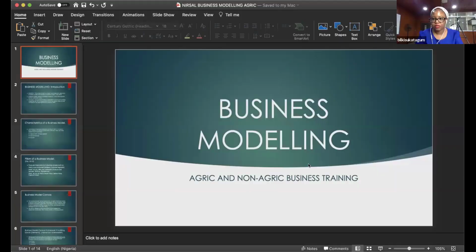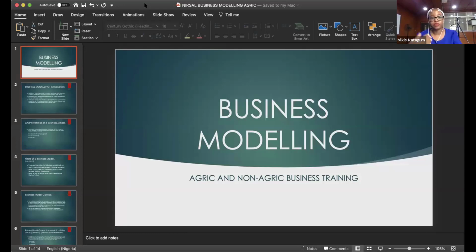We'll be taking business modeling today, or business model, really. Most times when people start businesses, you already have an idea of what you want to do. Is it a product or service that you actually want to sell? Now you have that in mind already.